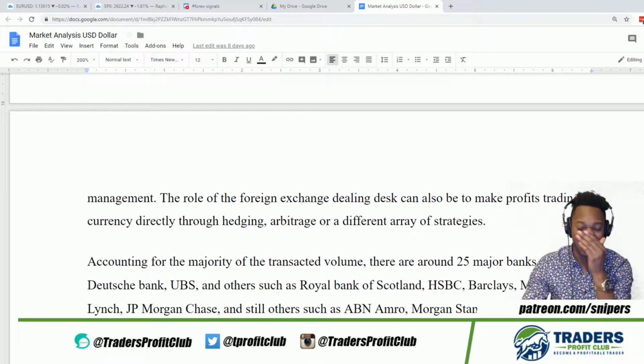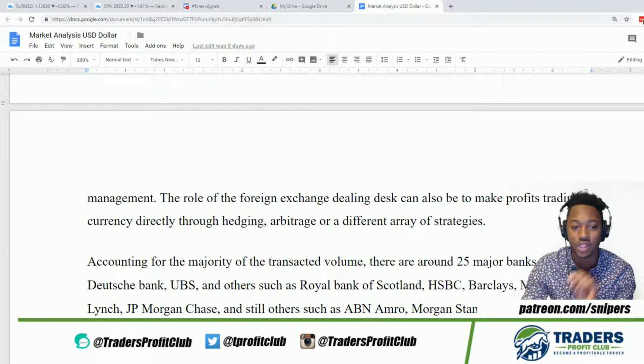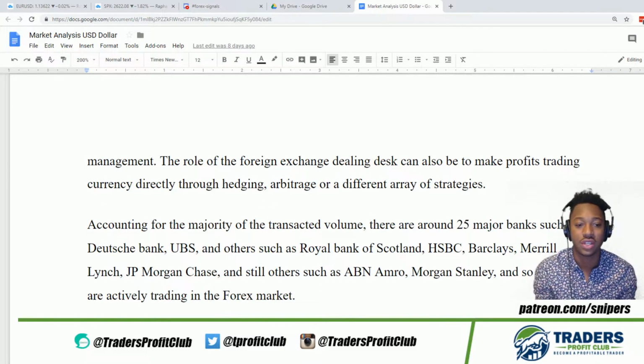Okay, so taking this into consideration, you guys, the role of the foreign exchange dealing desk can also be to make profit trading currency directly through hedging, arbitrage, and also a different array of strategies. But this is where it all comes into play. Accounting for the majority of transaction volumes are 25 major banks, such as Deutsche Bank, UBS, and others such as Royal Bank of Scotland, HSBC, Barclays, Merrill Lynch, JP Morgan Chase, ABN, Morgan Stanley, and so forth. These are the runners of the market.